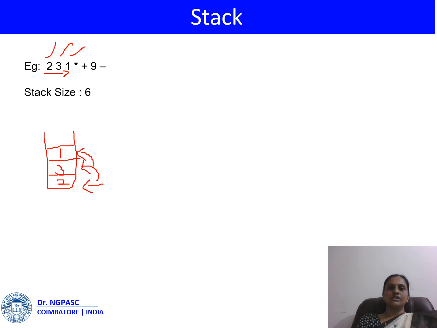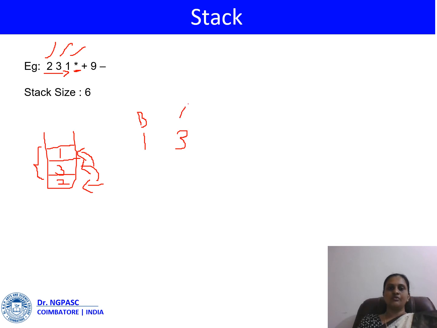Now the next element is an operator. Here it is a star, which indicates the multiplication operator. When I encounter an operator, I'm going to pop out the top two elements. So the values 1 and 3 will be popped. Consider that I store them in some variables, let it be the variable B and let it be the variable A.